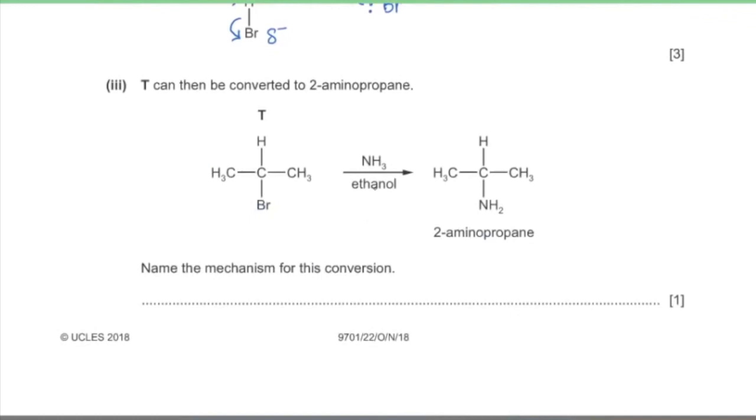Now, part 3, T can be converted to 2-aminopropane. Name the mechanism for this reaction. So this is a nucleophilic substitution reaction, because NH3 is acting as a nucleophile over here. And Br gets substituted by NH2.